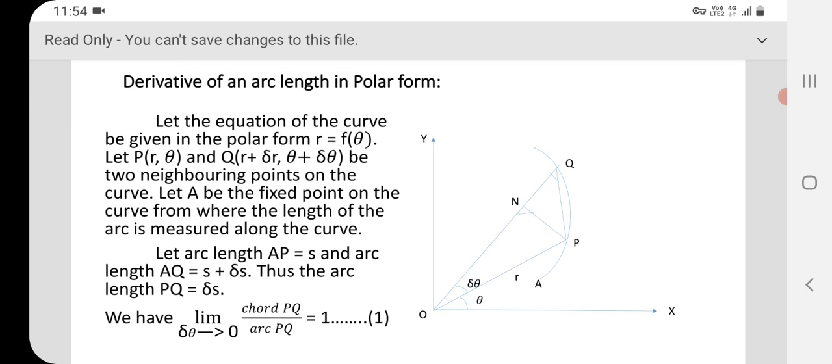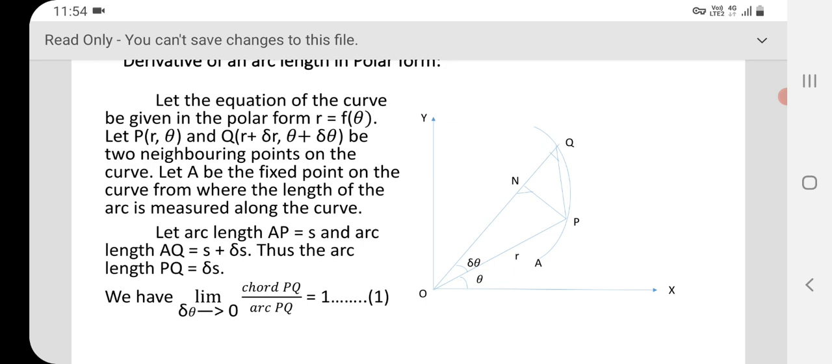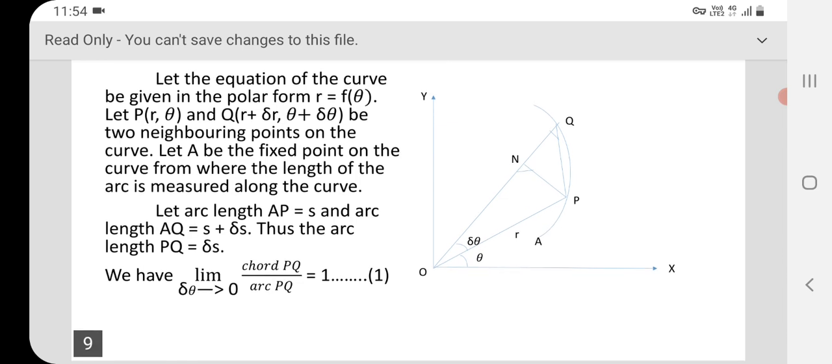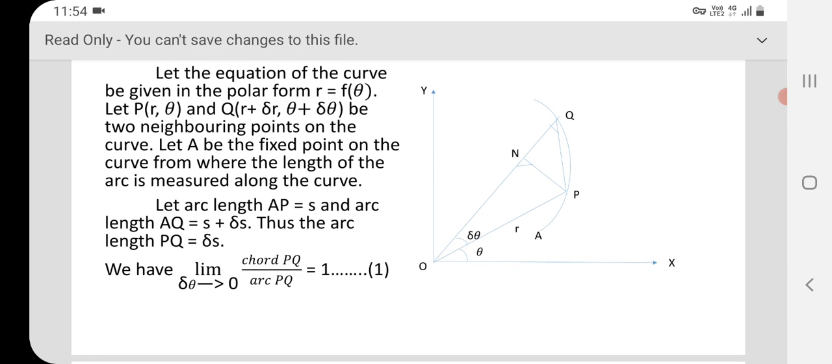Now look at this diagram. Let the equation of the curve be given in the polar form r equals f of theta. Now let us consider two neighboring points P and Q on the curve. Let A be the fixed point on the curve from where the length of the arc is measured along the curve. Let arc length AP equals s and arc length AQ equals s plus delta s. Now the difference, that is s plus delta s minus s, gives the arc length PQ, that is delta s.